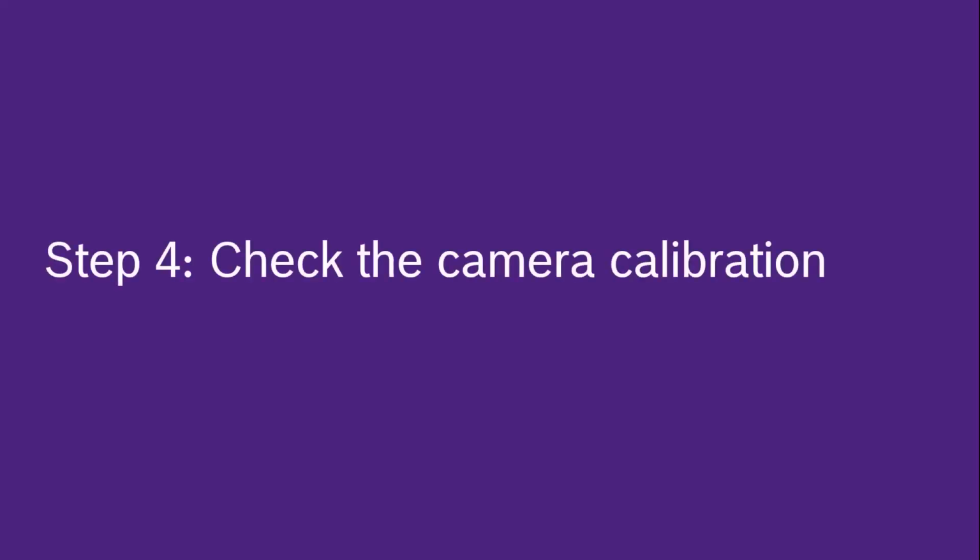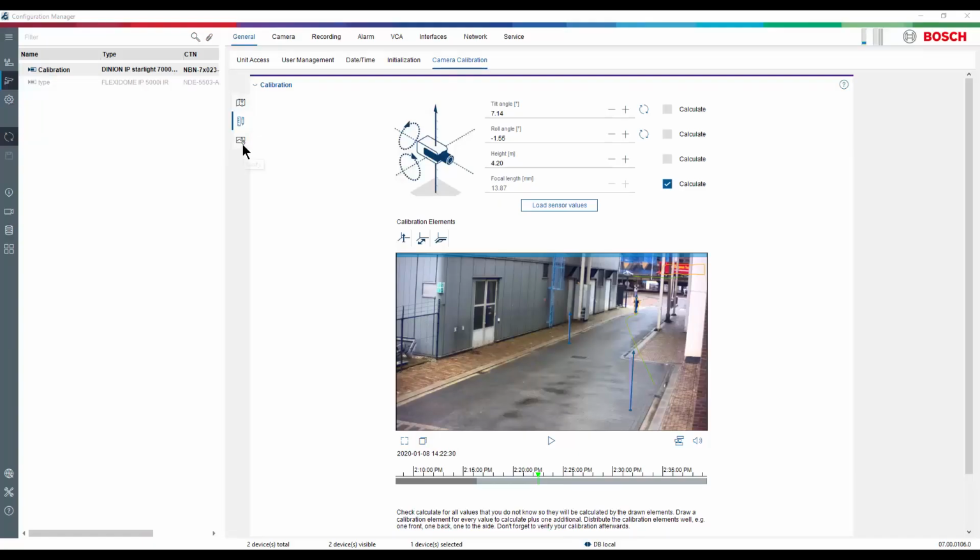The third step is to make sure that the calibration is correct. The same video can be used to verify whether the calibration is correct or not. One method of verifying the calibration is to use the Verify function. Click on the Verify button.